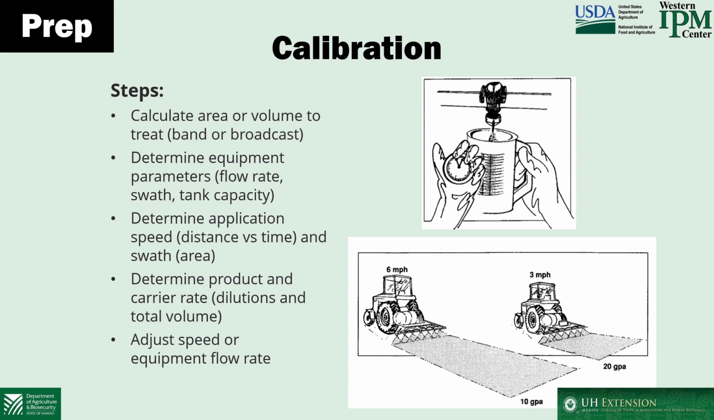Important point here: knowing your equipment parameters or what your current output is, is not the same as calibrating. Knowing what your current output is, is the beginning of your calibration. It's not the end. You know your output. You know what the label says you have to output for this product. And then you change something to get to that number, okay? Usually what you'll change is your nozzle or your speed.